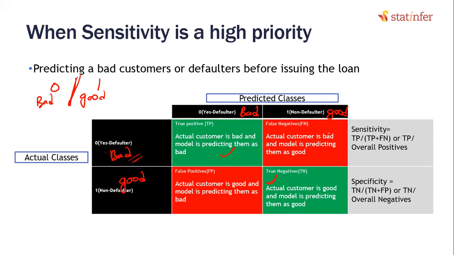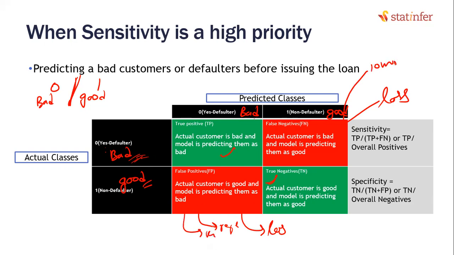Customer is actually good, but you have predicted him as bad. That means you are going to reject his loan offer, isn't it? If you predict him as bad, we reject his loan offer. But if the bad customer is predicted as good, then we will accept the application and provide him the loan. Now here also you'll make some loss. Here also you'll make some loss. Let's say you make 10 mistakes here and you make 10 mistakes here.